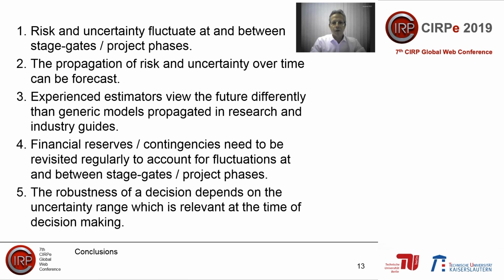Coming to the end of this short presentation, we can now summarize the research findings. 1. Risk and uncertainty fluctuate at and between stage gates or project phases. 2. The propagation of risk and uncertainty over time can be forecast. 3. Experienced estimators view the future differently than generic models propagated in research and industry guides.